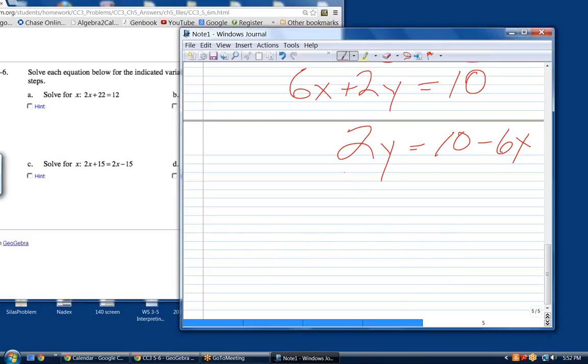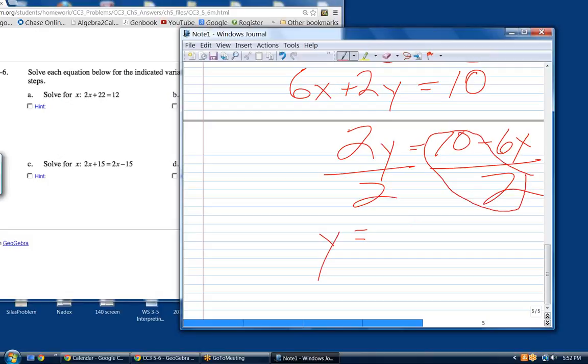But what happens if I divide both sides by 2? Now I'm left with y all alone, which is what I'm looking for on the left side, 1y. And now on my other side of the equation, I split that into 2 fractions. That part is 5. This part is 3x. This part here.